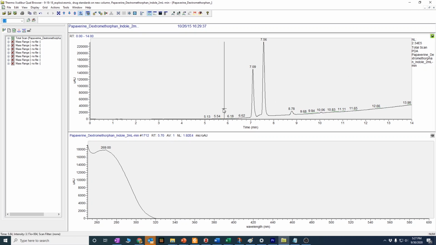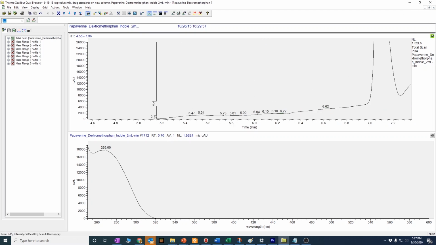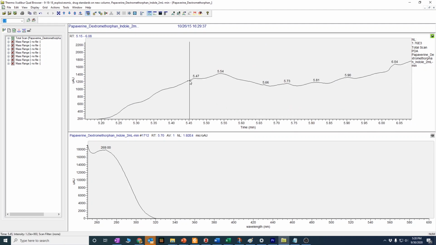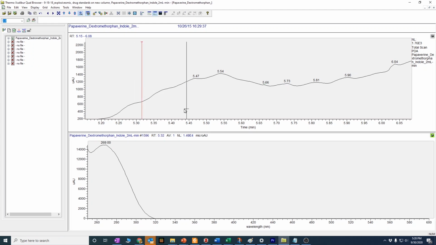Now it's a little bit deceptive here in the data, because this is not a continuous line. This is dots. Let's click. This is spectrum 1596. That's spectrum 1597. We'll zoom in even more.